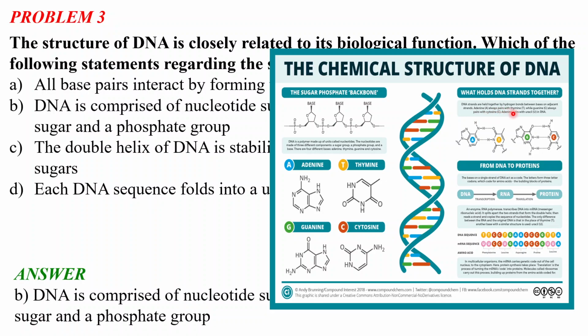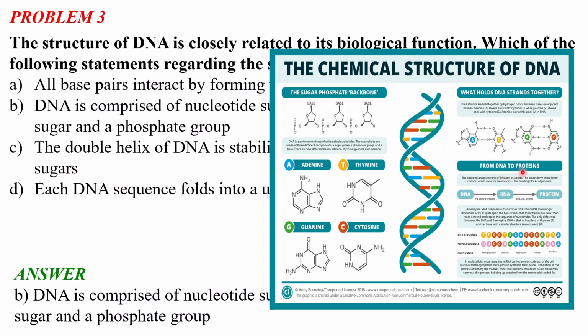Adenine always pairs with thymine, while guanine always pairs with cytosine, and adenine pairs with uracil in the case of RNA. As you can see, this is our adenine molecule, this is the thymine molecule, and adenine and thymine form two hydrogen bonds. Between the guanine and cytosine, there are three hydrogen bonds present.